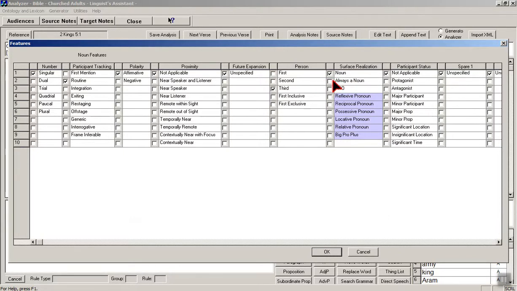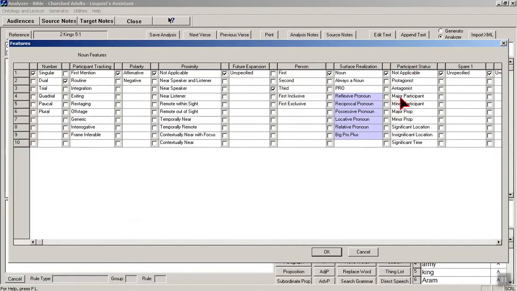We can click that. We don't usually do that, but there are some cases, like if we say people of Israel, I don't want it to say people of it. I want it really to be people of Israel, so I would click always a noun for Israel.